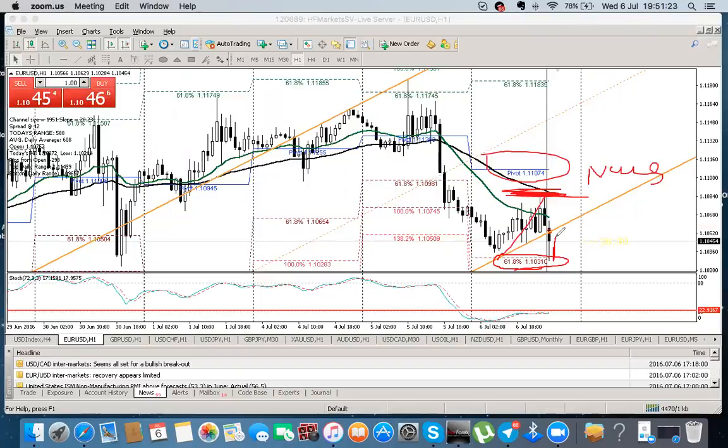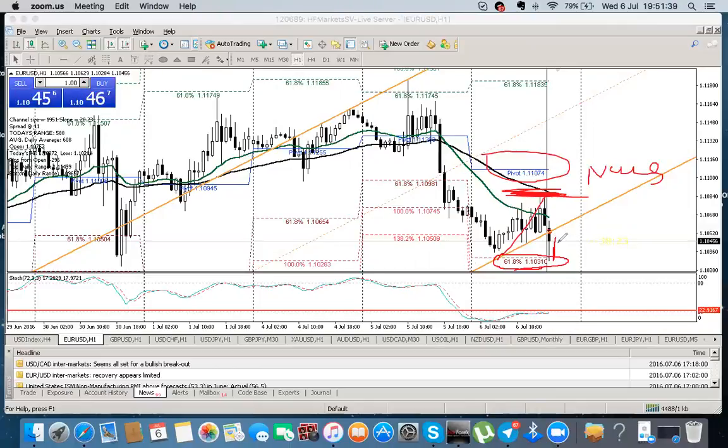Now it's like a reversal in the movement. It just tested the 61.8, like testing it, okay? We are not going to go and enter right now because we are still waiting for the news.